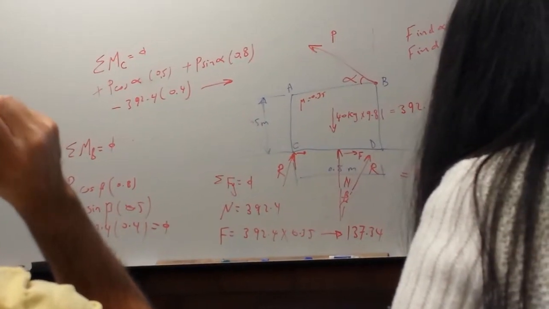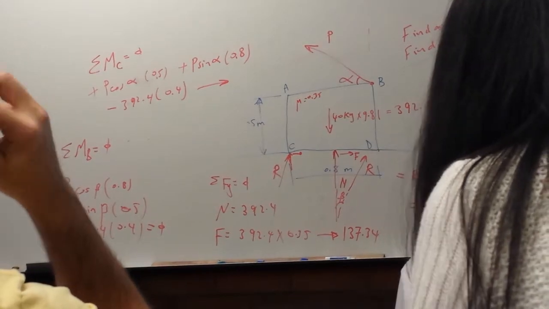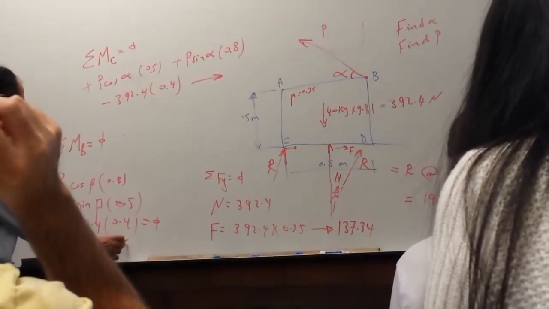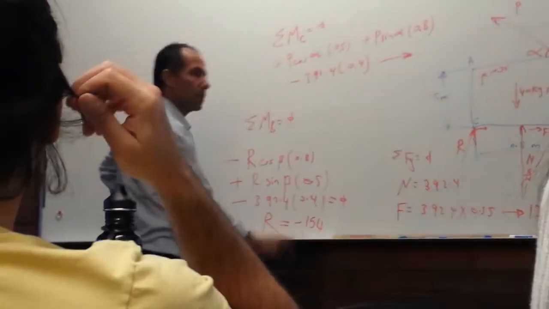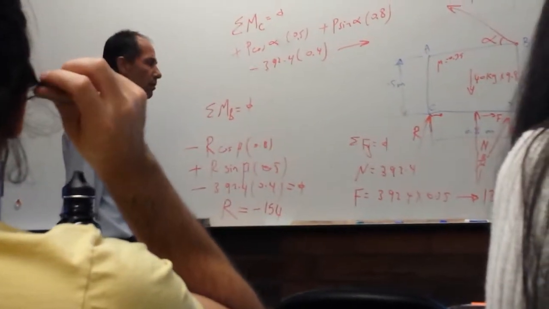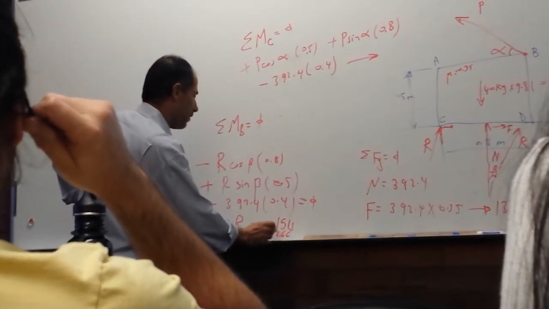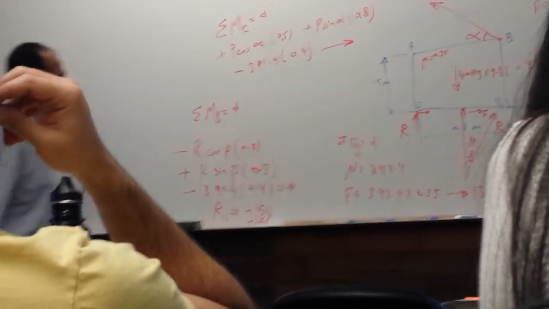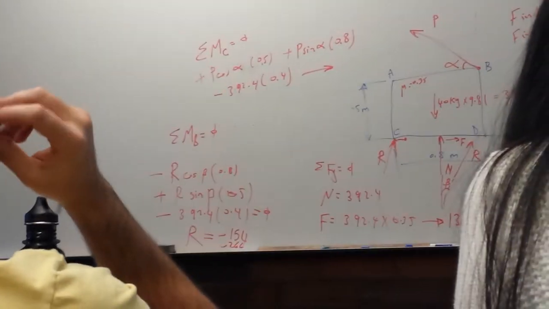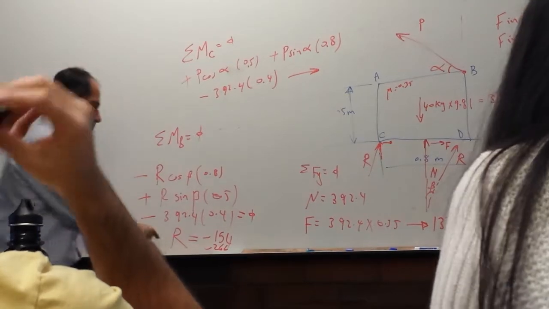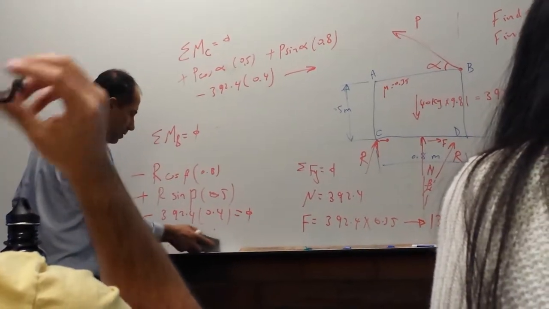I got negative 158.4. How much? Negative 158.4. I got negative 266. I got 266. Me too. Negative 266. Why is it negative though? Shouldn't it be positive? I got positive 266. It's supposed to be positive. Yeah, I got a positive 266.